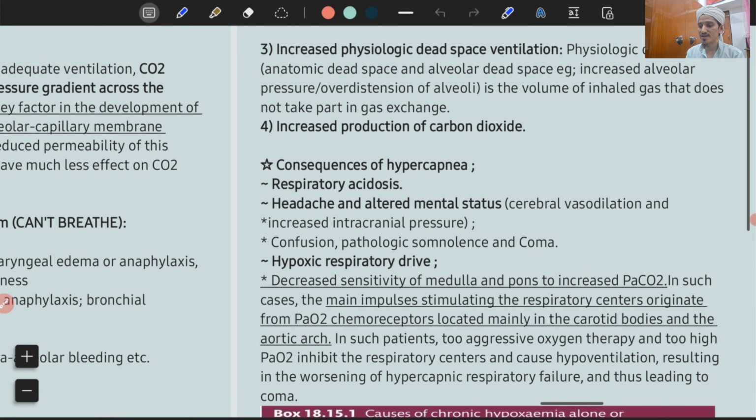So these two are the less common causes. The first two, increased respiratory load and the second one, central "can't breathe and won't breathe," are the most common causes of hypercapnic respiratory failure. These two are the less common causes.